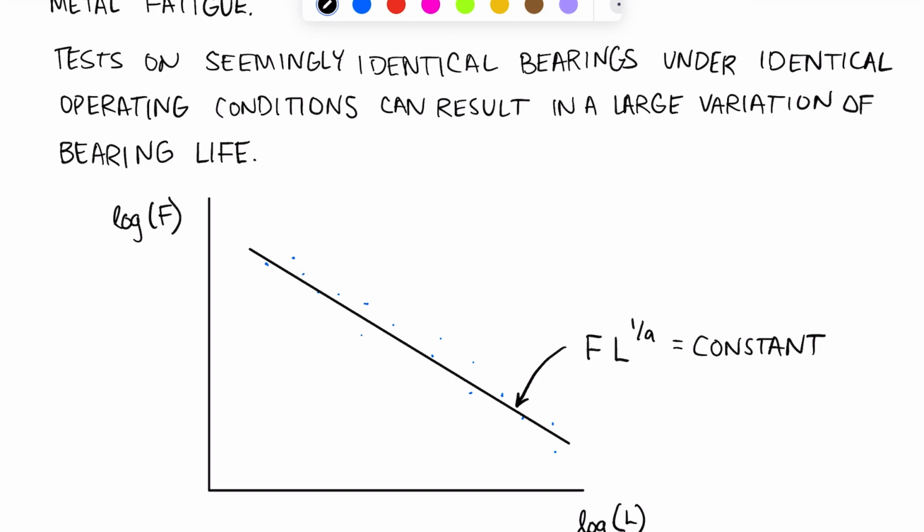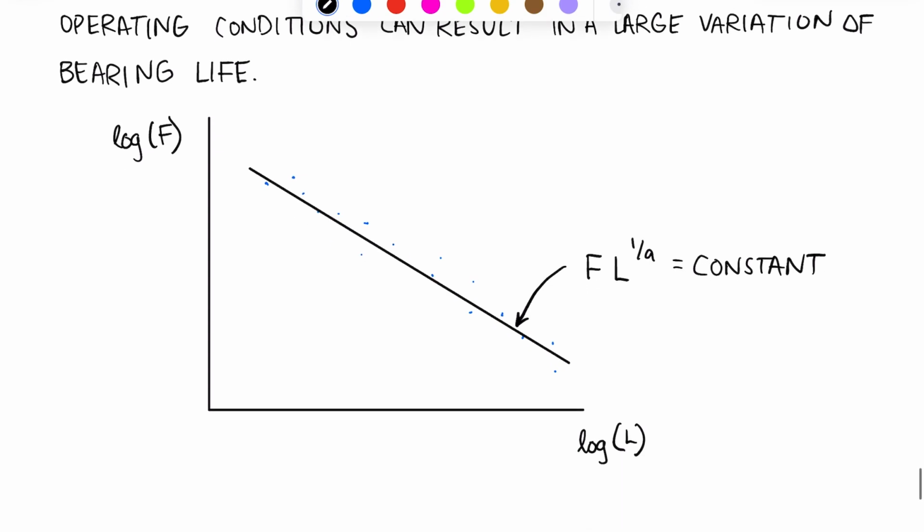So F and L we've already defined. For A, this variable depends solely on the shape of the roller. So A is equal to 3 for ball bearings, and A is equal to 10/3 for roller or cylindrical bearings.